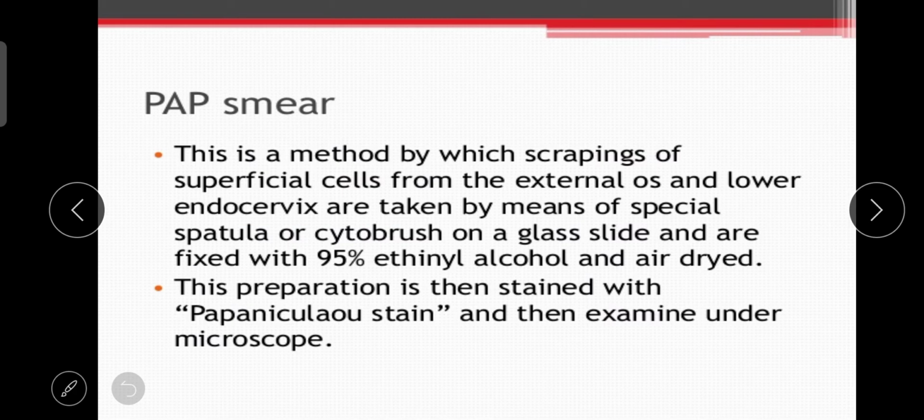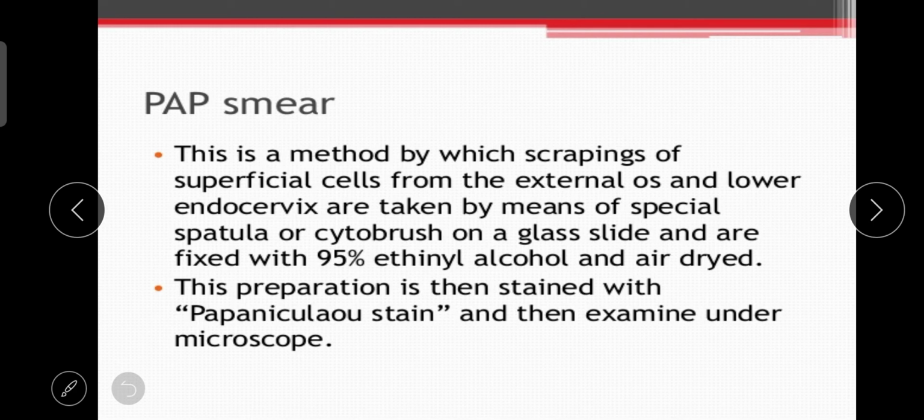Next one is pap smear. This is a method by which scraping of the superficial cells from the external os and the lower endocervix is taken by means of a special spatula or cytobrush on a glass slide, and is fixed with 95% ethyl alcohol and air dried. This preparation is then stained with the Papanicolaou stain and examined under the microscope.